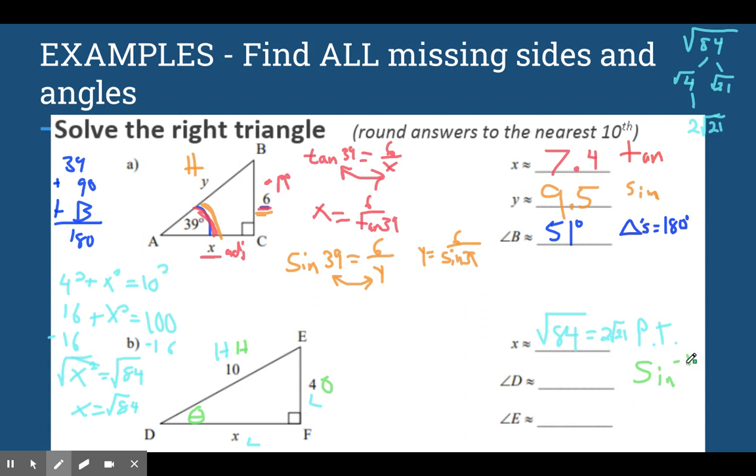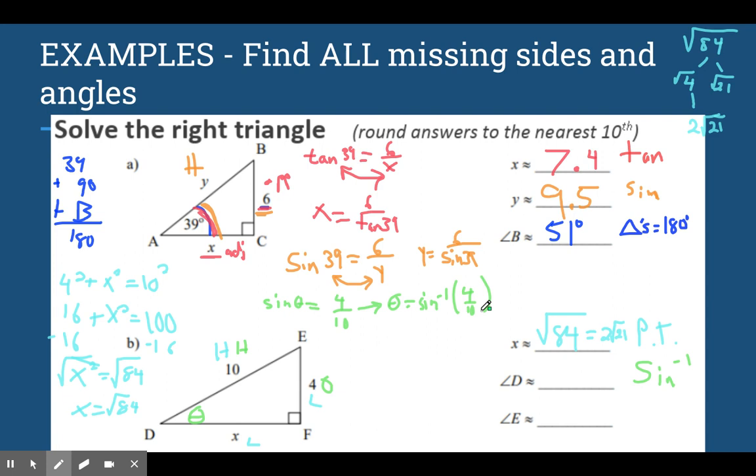So I'm going to write that over here. All right, so we set up our equation: sine theta equals opposite over hypotenuse, which is 4 over 10. And to solve here, it means we do inverse sine. Again, trying to just use as little space as possible. Theta is equal to inverse sine of 4 divided by 10.